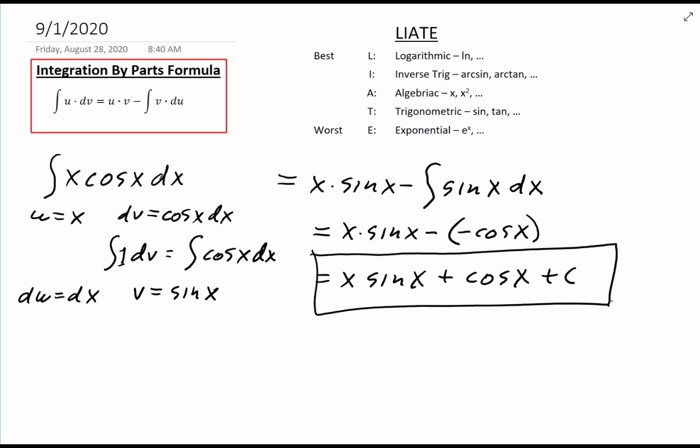And you might want to just try taking the derivative of this and checking to make sure that you really do get back to x times the cosine of x. Okay, we'll do another example in just a minute.